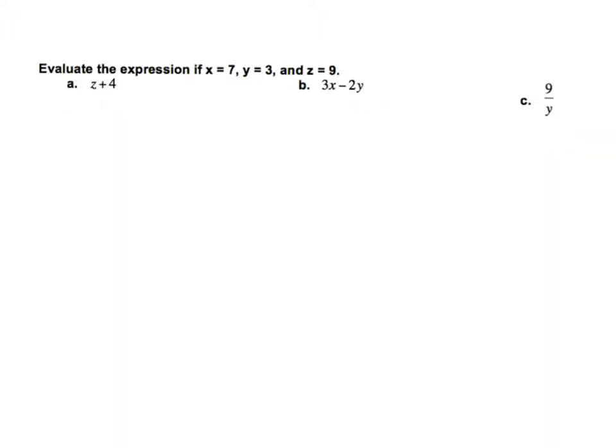All right, so let's go ahead and evaluate these expressions. If x is equal to 7, y is equal to 3, and z is equal to 9. Whenever you see these variables assigned to numbers, whenever I see a z, for example, I am going to plug in the number 9. So I'm going to write down 9 plus 4, and then I'm evaluating it, so 9 plus 4 is going to be equal to 13.